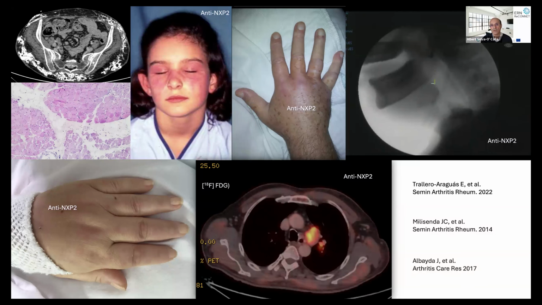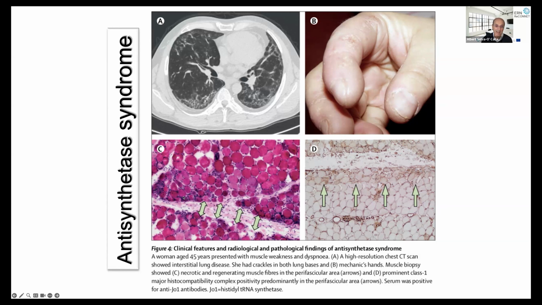Okay, antisynthetase syndrome, the characteristic clinical manifestations, you can see here these mechanic's hands, of course, could also be hiker's feet, interstitial lung disease, and even the muscle is characteristic with perifascicular atrophy, necrosis, and upregulation of the major histocompatibility complex, not only type 1, but also type 2. So it's a disease itself. Antisynthetase syndrome is no longer just a syndrome. It's called a syndrome because there are signs and symptoms, but we can talk about an individual disease.